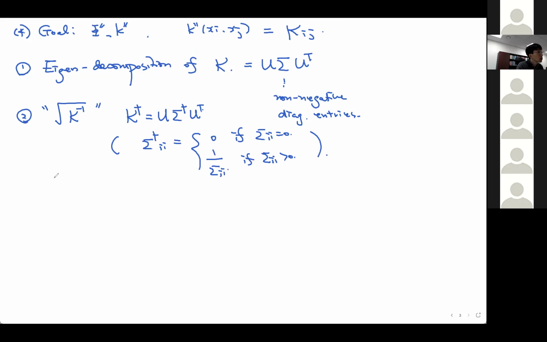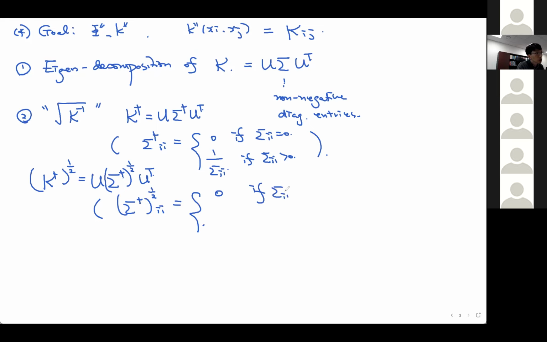And also we can define K dagger to the 1/2. If you do K dagger 1/2, then it's exactly the same, except that for the middle guy, we take a square root. So sigma dagger to the half, entry ii, is 0 if sigma ii is 0, otherwise 1 over the square root of sigma ii.